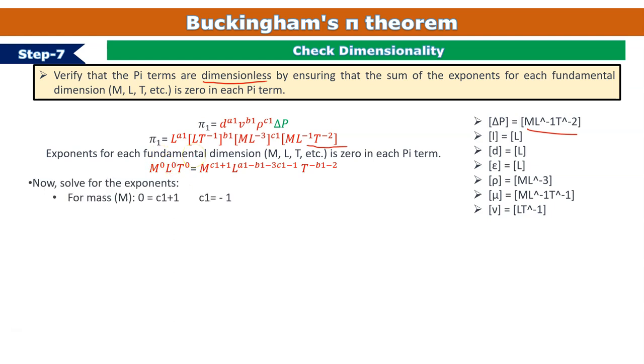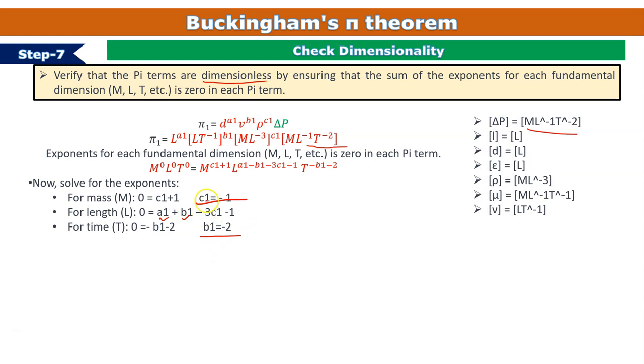Now solve for the exponent for mass. So left hand side 0 is equal to c1 plus 1, so c1 is equal to minus 1. For length, left hand side is 0 and right hand side a1 plus b1 minus 3c1 minus 1. From that we have to calculate c1. Now we got that c1 here. Here a1 and b1 we don't know, but c1 we know. But for time we know that 0 is equal to minus b1 minus 2, so from here we can easily calculate b1 is equal to minus 2.